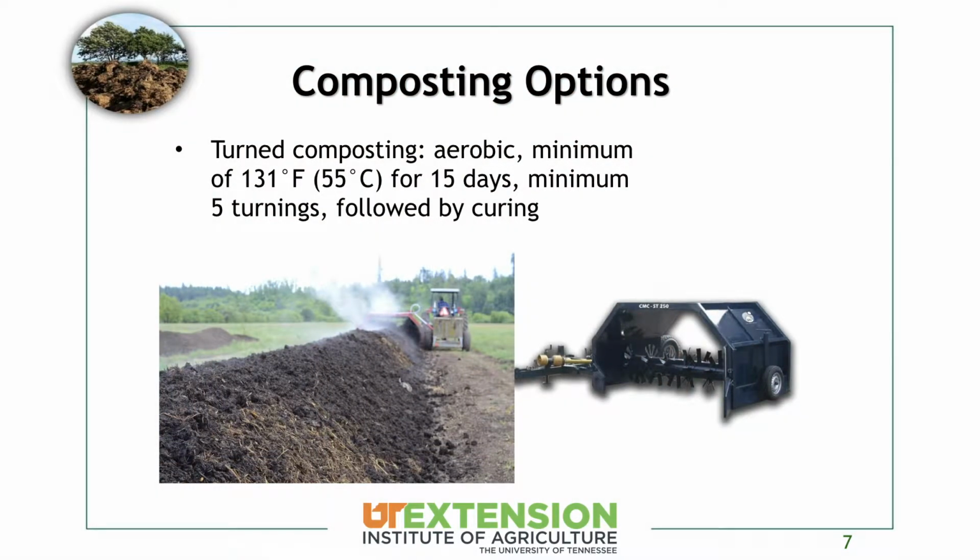So the other one that we see more commonly is the turned composting, and it's generally on a smaller scale. This one is showing a windrow turner, and it's this implement here on the right-hand side, and it will automatically go through and turn that pile for you. You can do it with a pitchfork. It's a lot more labor intensive, of course, but we want to make sure we have that minimum temperature of 131 for that 15 days and do 5 turnings within that time period, and then follow it with the curing step.